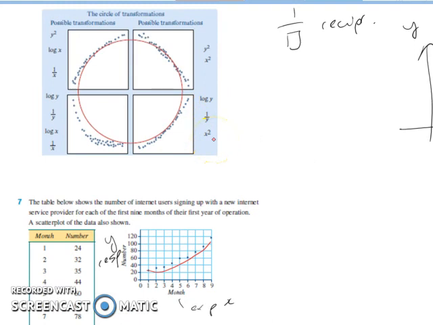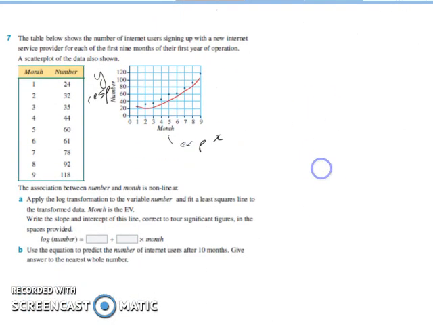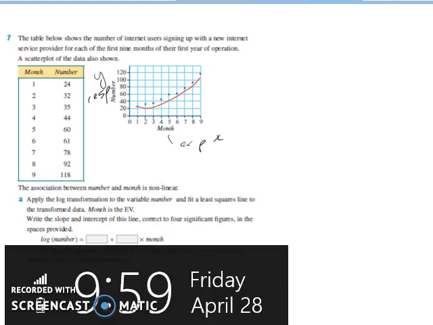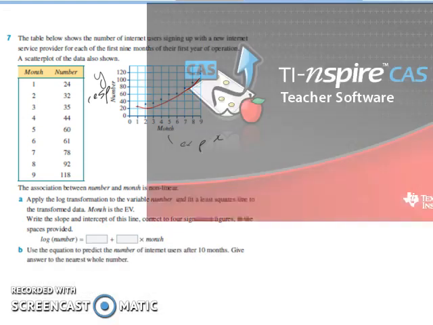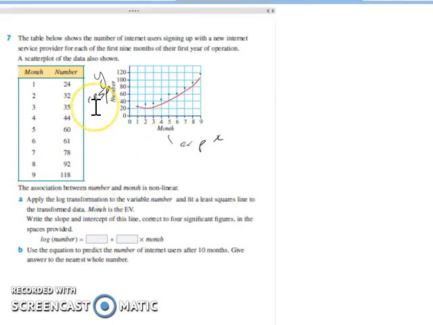Do you agree? Yep. So it says the table shows internet users signing up with a new internet provider for each of the first 9 months. Okay. Scatter plot's given and the data values are given to you. Okay. So now we're going to look at our TI Nspire and how to put that data into the CAS, and then how to find this equation, and then how to use the equation to make predictions. Okay?